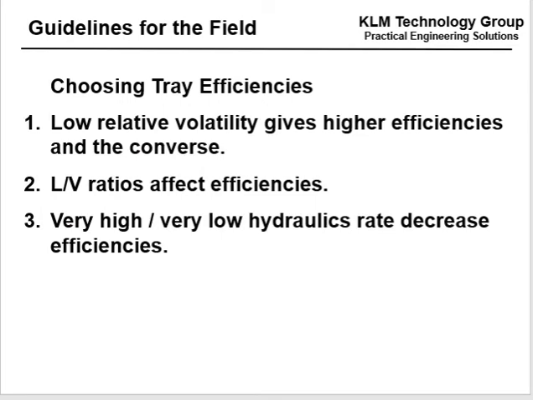Low relative volatility gives higher efficiencies, and that's what I talked about. If the boiling points are close together, you will have higher efficiency. Vapor and liquid ratios affect the efficiency. Process simulations assume equal vapor and liquid ratios. Very high or very low hydraulic rates decrease the efficiencies. So if I have a very high jet flood or a very low jet flood, that is going to decrease the efficiency.